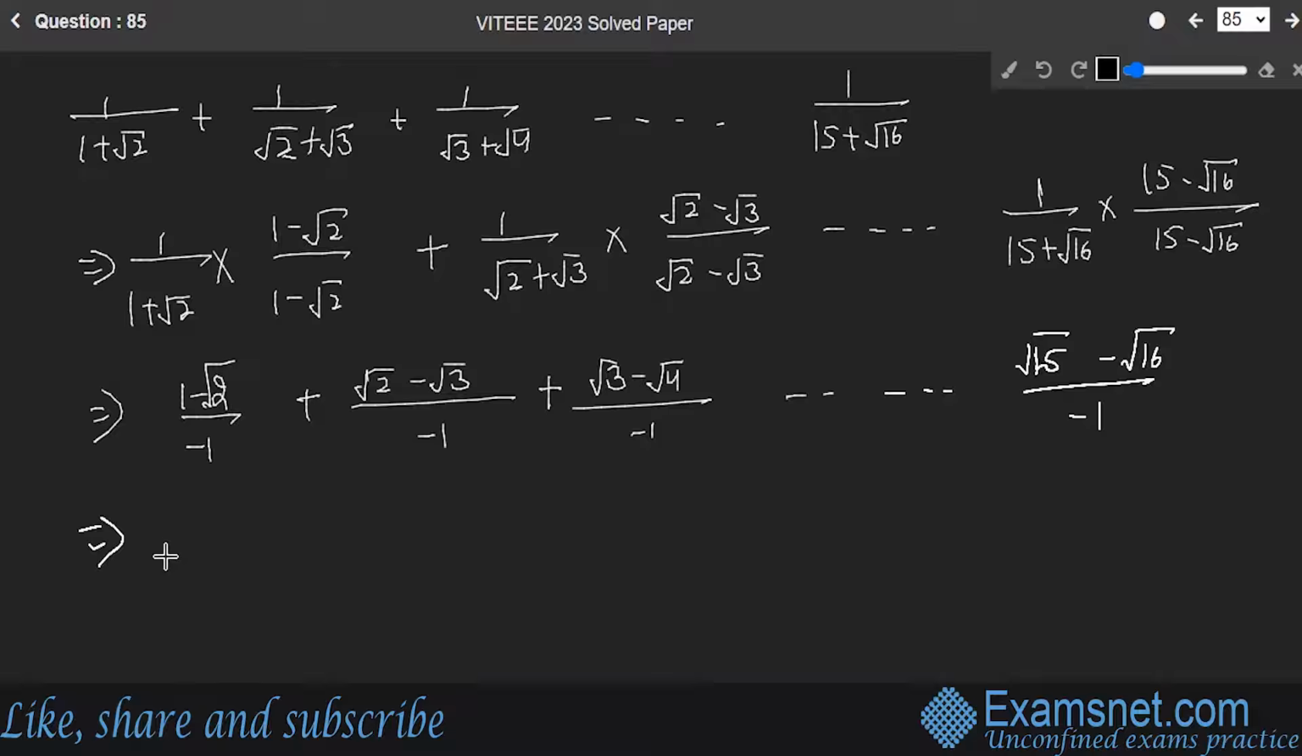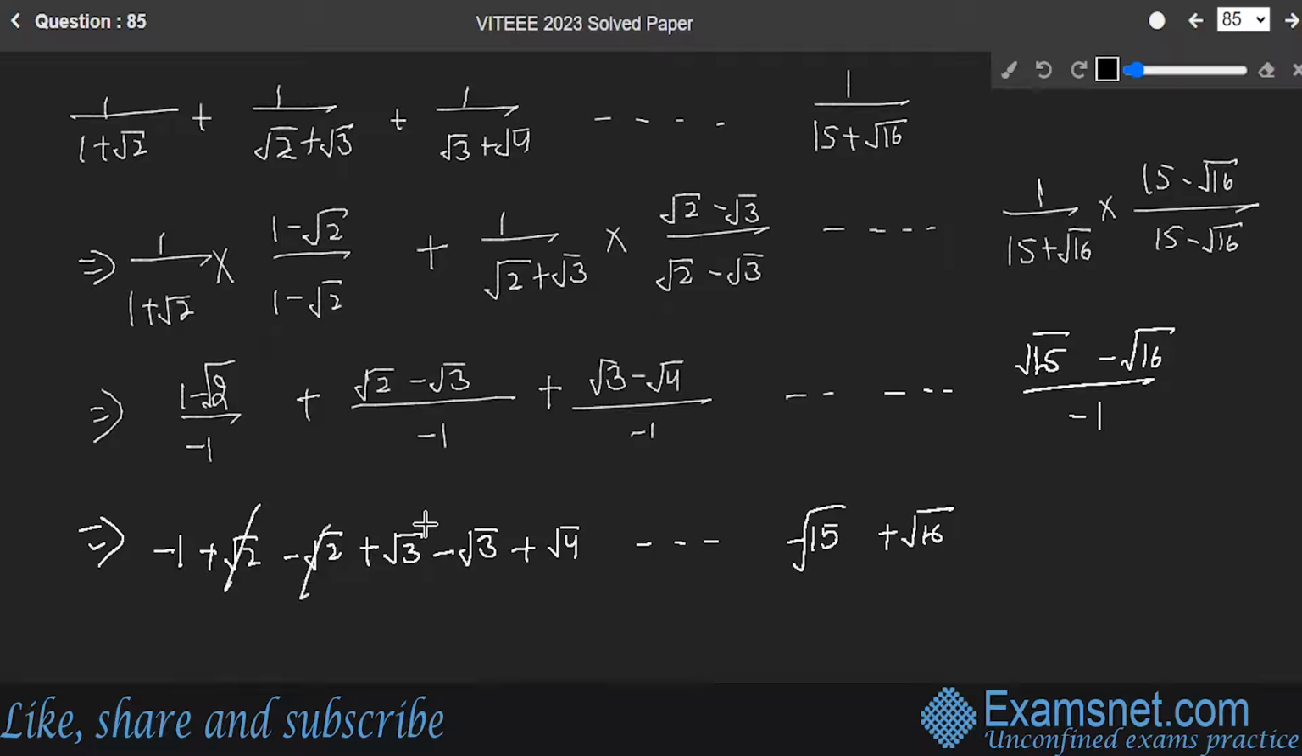So now this will become minus 1 plus root 2, minus root 2 plus root 3, minus root 3 plus root 4, and so on, up to minus root 15 plus root 16. So they will cancel. It will keep on cancelling, and in the end this will cancel with the plus root 15 over here. In the end, you will be left with only minus 1 plus root 16.